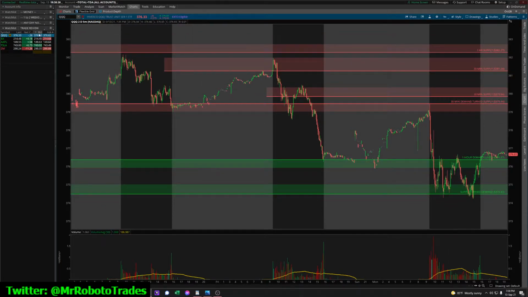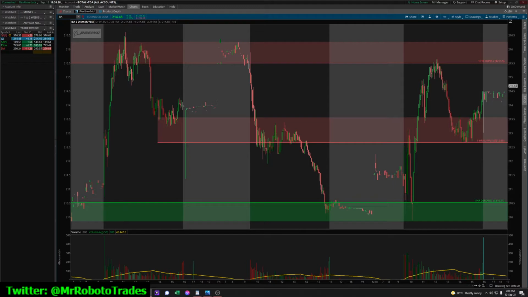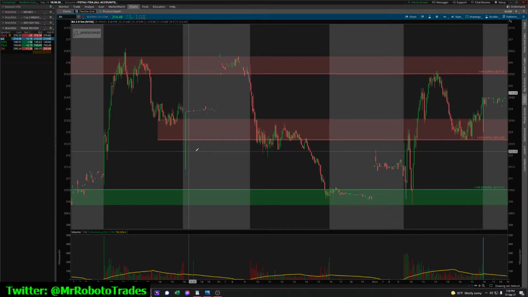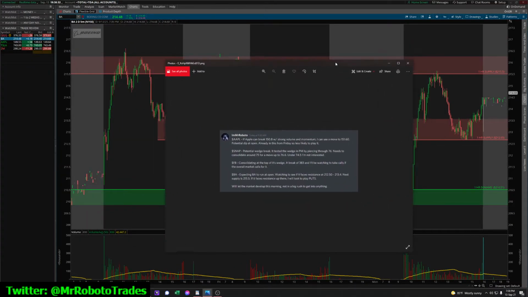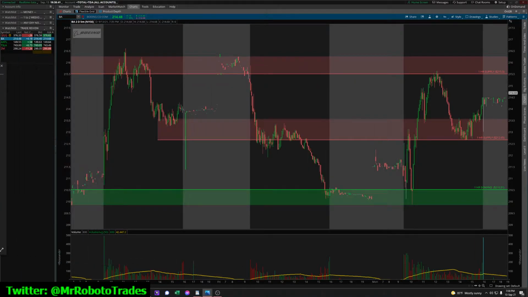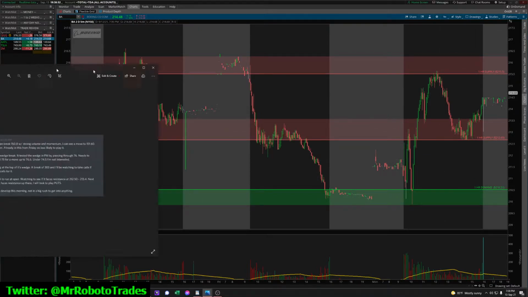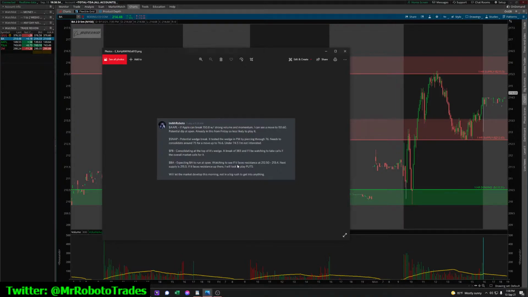But so I played BA. BA was one of my number one watches. I actually posted this on Twitter. So BA, I'm expecting BA to run at open, and then I'm watching to see if it faces resistance at 212.50. So BA did run at open, and then I had this 212.65, 212.50 zone. And so my idea was watching to see if it faces resistance at this zone.